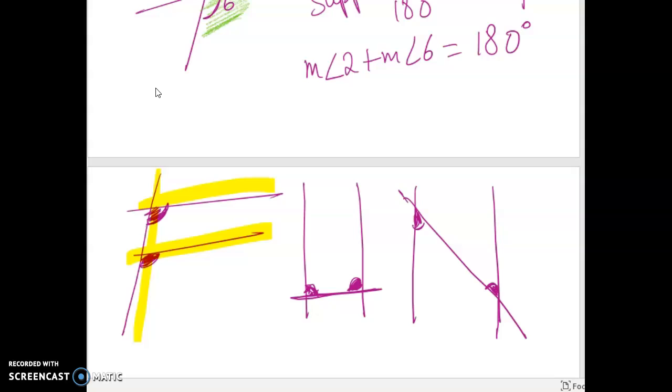corresponding makes F, same side interior makes a fun U, and alternate interior, my mistake, will make N. So geometry with a little fun.